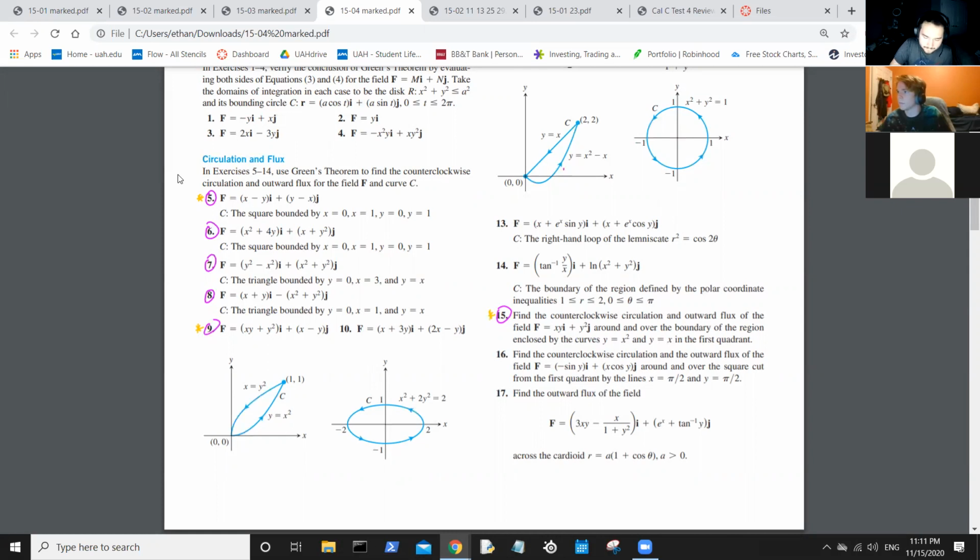So circulation is the double integral, basically area, of the partial of n with respect to x. So are these separate? Flow and flux are separate, yeah. Okay, so what did you just say?